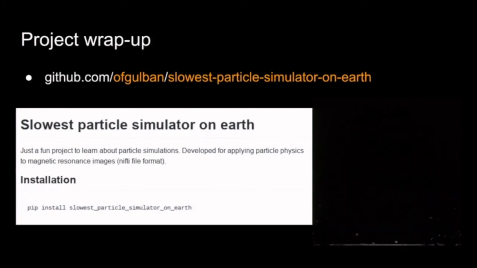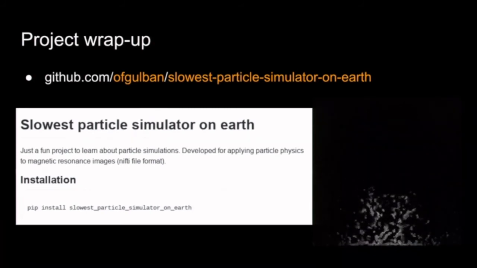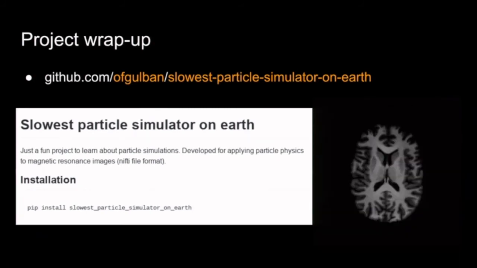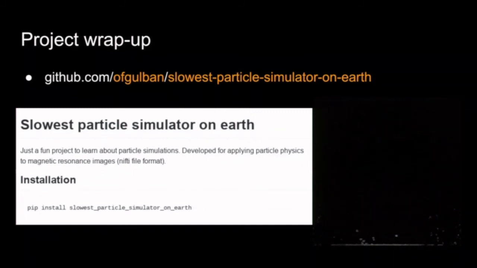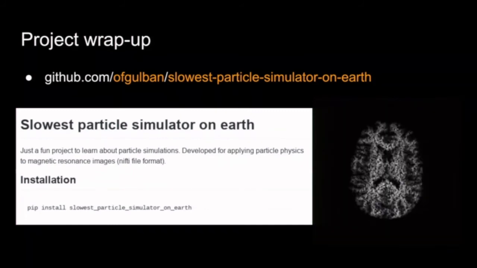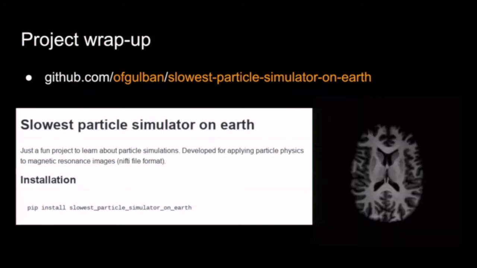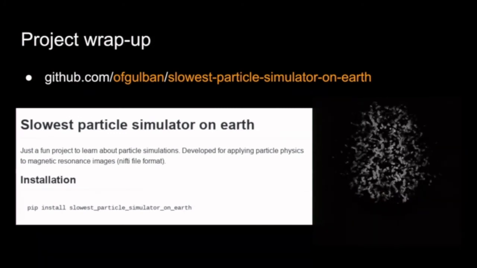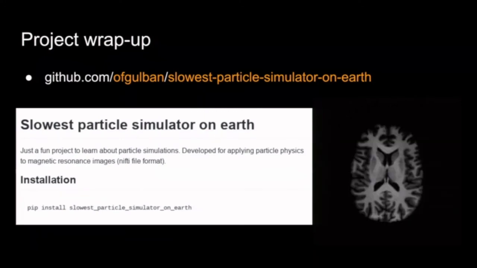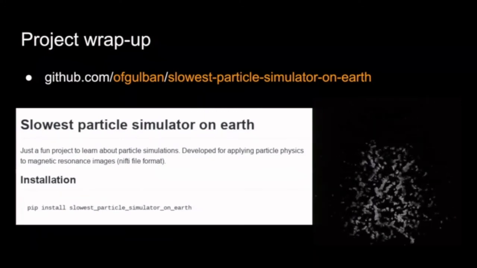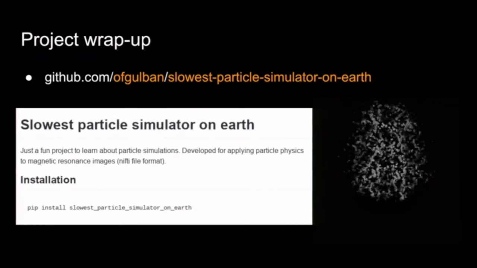So first things first, now there's a repository on GitHub called Slowest Particle Simulator on Earth. And actually, you can install it by just saying pip install slowest particle simulator on Earth. And you can use it from the command line. You don't even need to script, like from just bash, call it with some nifty file and it will explode it. I mean, some features are lacking, but the core is there.